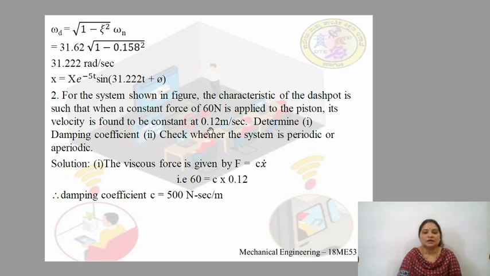Here the data given are that there is a constant force of 60 Newton applied on the piston. So the solution can be found by taking the viscous force. We know that the viscous force is given by F equals C into x dot. Here the force is 60 newtons, which equals C into the velocity, 0.12 meters per second. So therefore the damping coefficient C is equal to 500 Newton second per meter.